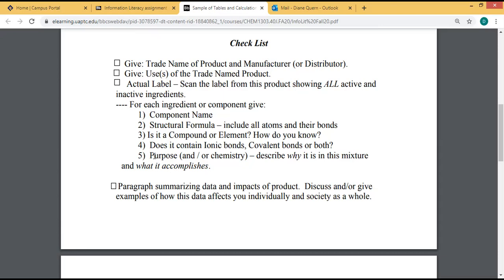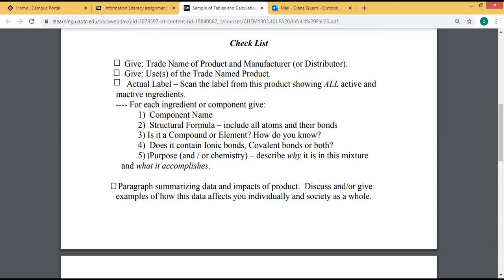Last but not least, and this is the important part, the part that's worth more points, is the purpose. So what do I mean by the purpose? Why is it in your mixture? What does it accomplish? Why did they add this? Is it a preservative? Is it used to kill germs? Why is it there?